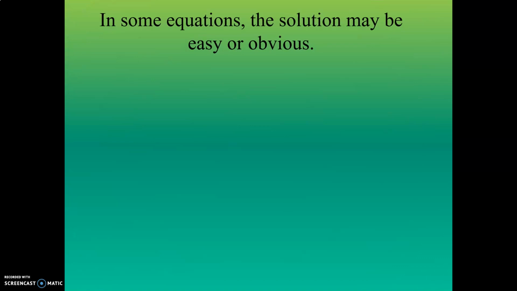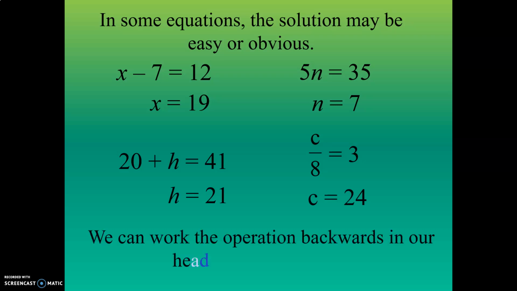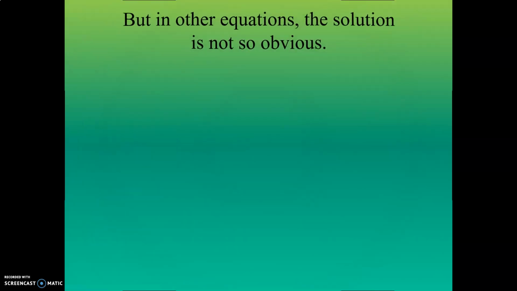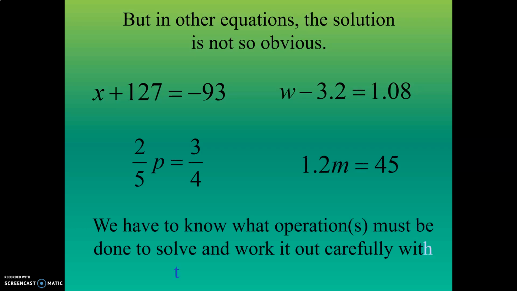All right. In some equations, the solution may be easy or obvious, as in these ones. Maybe you can even do them in your head. Simply you work the operations backwards and you get the answers. These ones aren't so bad. However, in other equations, the answer is not so obvious, not so easy to do in your head. Decimals, fractions, negative numbers, not as easy to do in your head. However, the steps are the same, right? As long as you can figure out what steps you need to do, you can always get the correct answer.